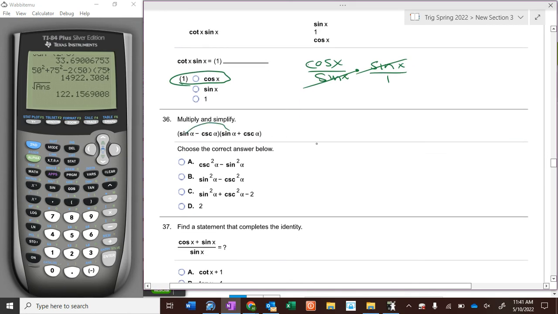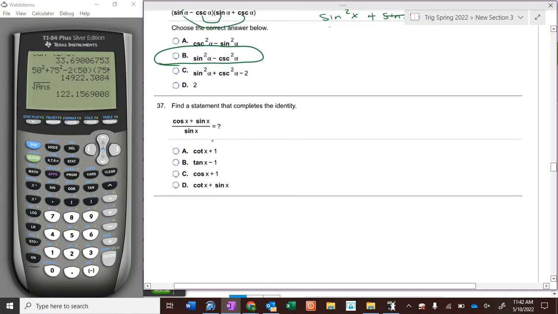Multiply. What's sine times sine? Sine squared. Outers is plus sine x cosecant x. Inners is minus sine x cosecant x. So what happens to outers and inners in this case? Cancel. And negative cosecant times positive cosecant is negative cosecant squared of x. Do we have sine squared minus cosecant squared in this? Yeah, it's B. Right there.